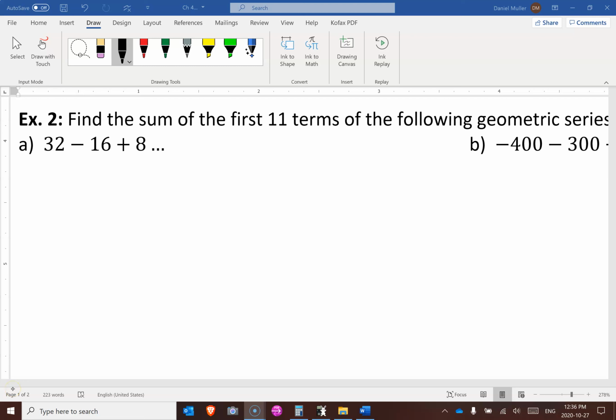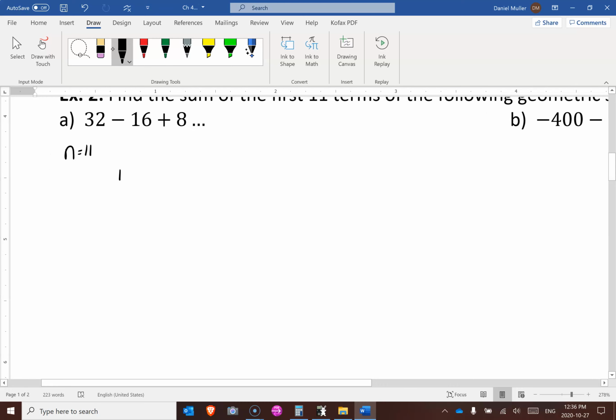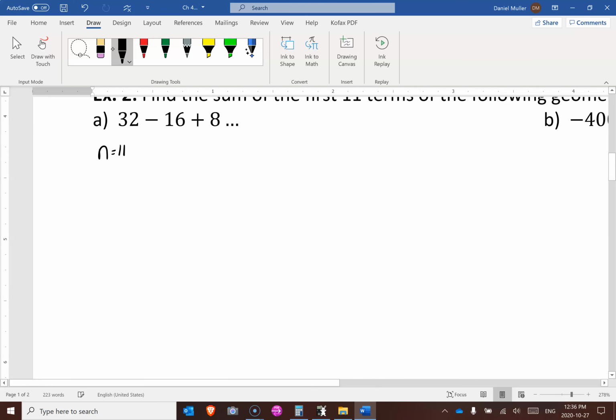All right, let's try example 2 here. Find the sum of the first 11 terms in the following geometric series. So they're telling us it's geometric. Okay. So let's write down, we know n is 11. So that's nice. So I know n is 11, and I know my first term is 32.